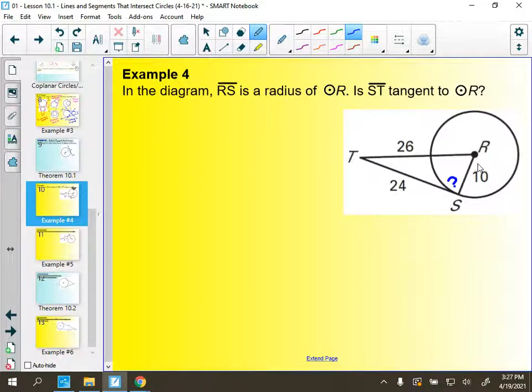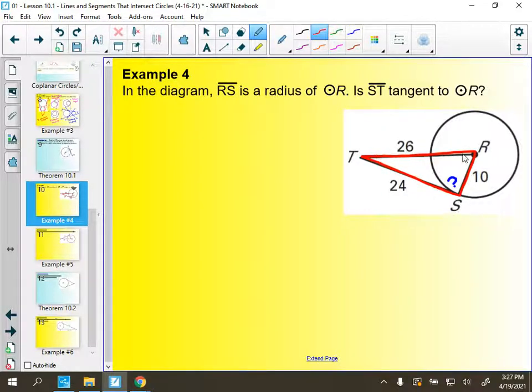So what do we have to do here? Going back to last unit, we're going to look at that Pythagorean theorem converse, and hopefully it's jumping out at us that this kind of looks like a right triangle with sides 26, 24, and 10.